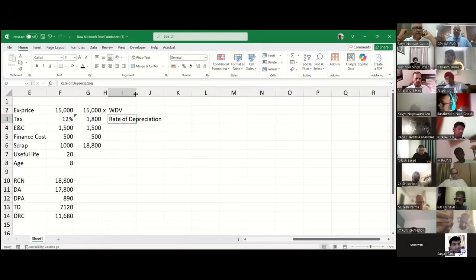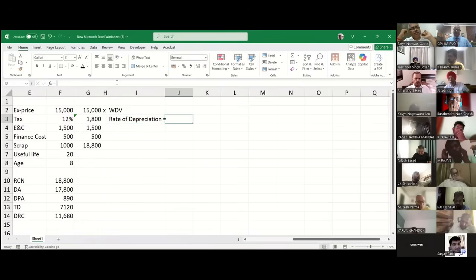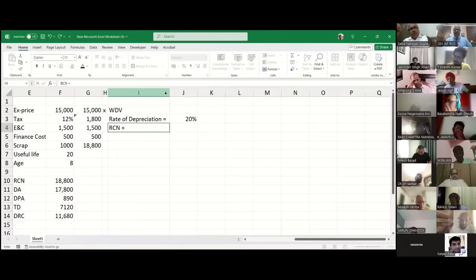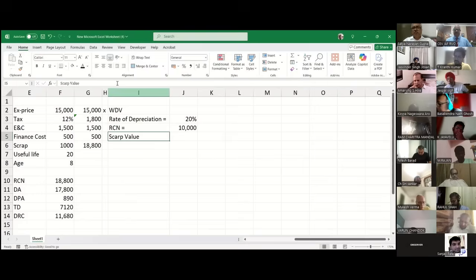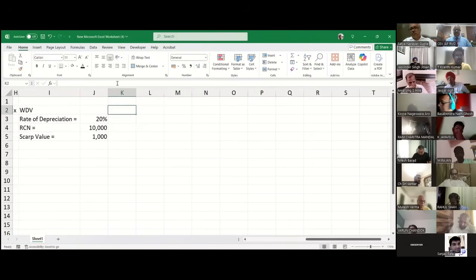Okay. Let's assume that the rate of depreciation of the asset is 20%, and the replacement cost new or historical cost of the asset is 10,000 rupees, and its scrap value is 1,000. So how to find the depreciation using the WDV method?